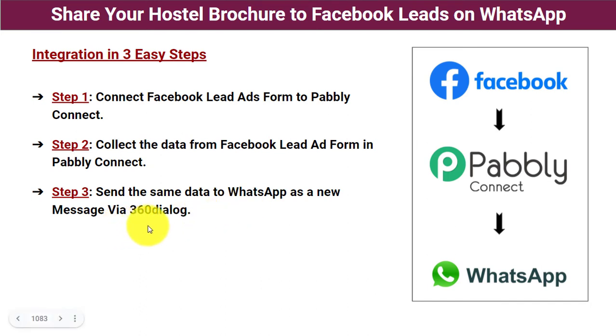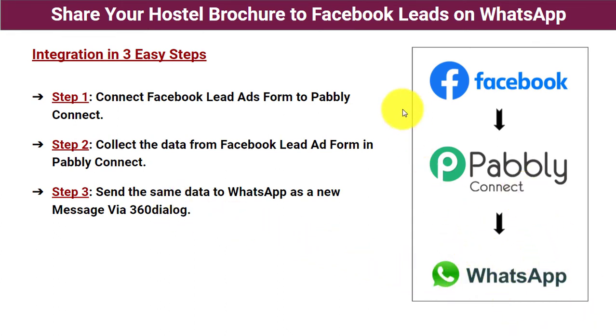Now the data which is collected into Pabbly Connect from the Facebook lead ad form, we have to transfer to 360 dialog in order to send the messages on WhatsApp. I know you must be thinking, what is this term 360 dialog and why did I use it? WhatsApp does not allow us to send messages directly, so we are using WhatsApp's official API, 360 dialog, to send the messages. With the help of this software, we will be able to integrate WhatsApp with Pabbly Connect.